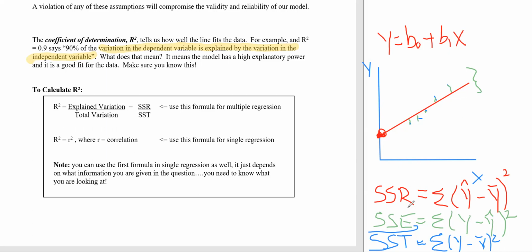I want you to be familiar with this language. Sum of the squared in the regression model: the difference between the predicted value and the average, squared. The sum of the squared of the error term, sometimes called the residual: that's the actual value minus the predicted value, and the difference is squared. And the sum of the squared total, the total variation in the model: that's the actual value minus the average value, squared.